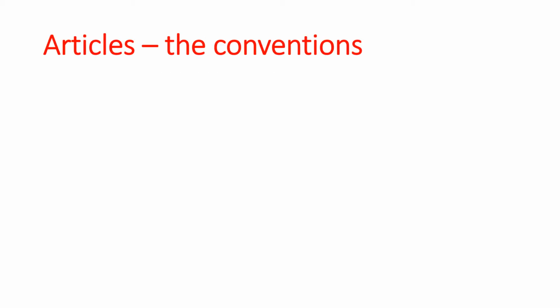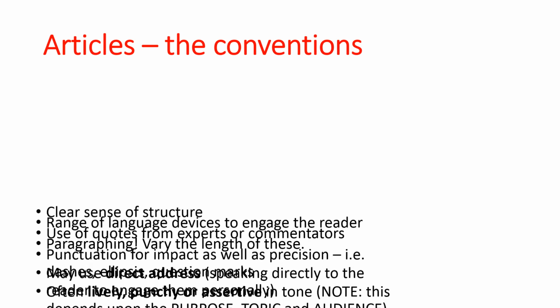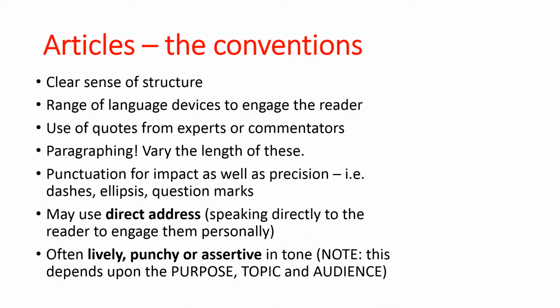Okay, a little bit more about articles. I decided to give you some more notes here. We've already said clear sense of structure, range of language devices to engage the reader. It does depend on whether it's a newspaper article, therefore you don't want lots of lists of three and similes and metaphors maybe. But do think about which language devices would be suitable to really engage your reader. Quotations, newspaper articles particularly, they often include quotes from experts, commentators or witnesses. And again, they're totally made up, but it's a nice touch to include those.